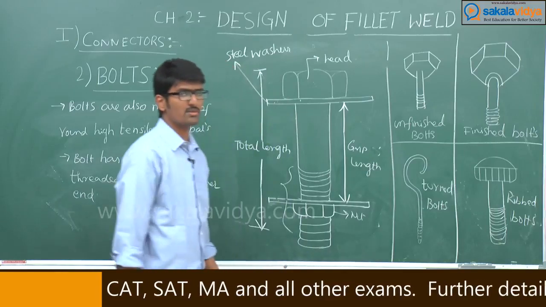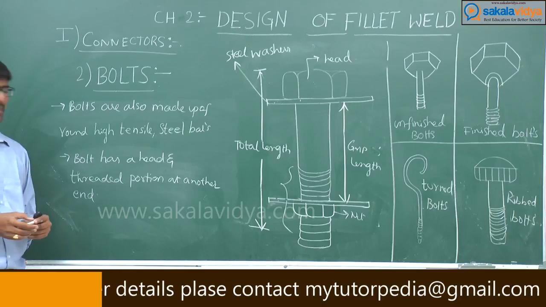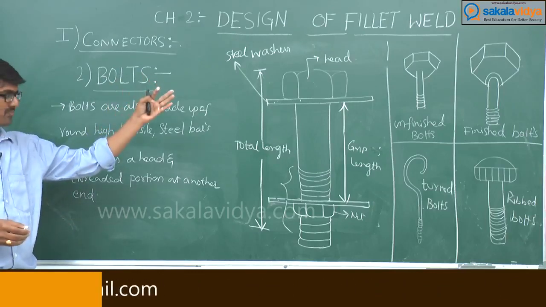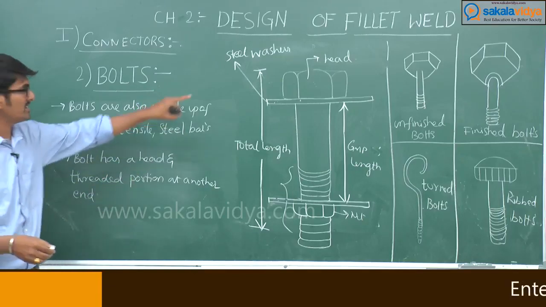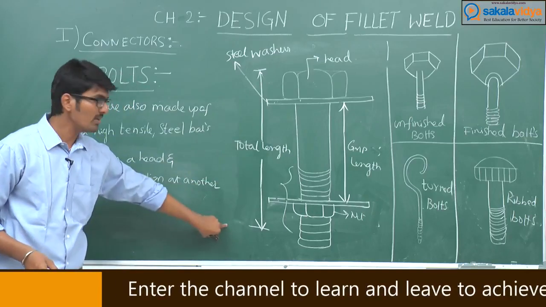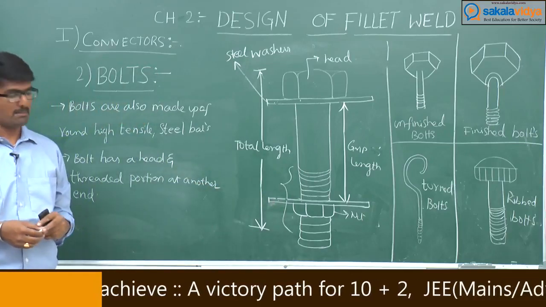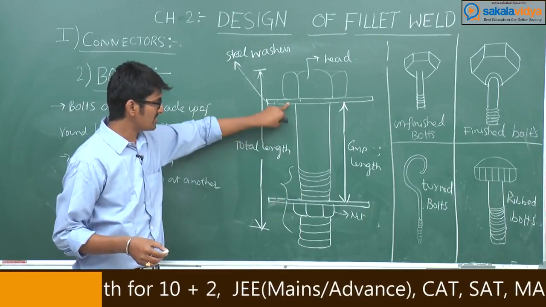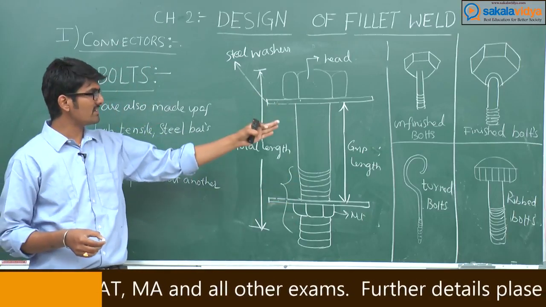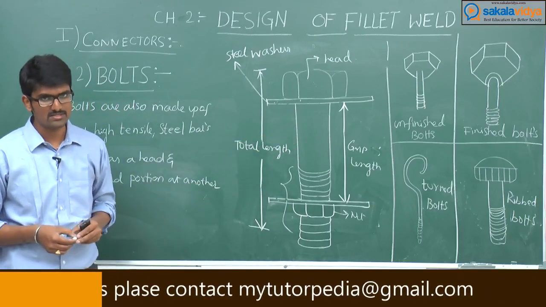Bolts are also made up of high tensile round steel ductile bars, with a head at one end and a threaded region at the other end. This is the total length of the bolt, from head to bottom. From one steel washer to the other steel washer above the nut is called the grip length, and these two are steel washers, and this is the nut region. The various types of bolts are unfinished bolts, finished bolts, turned bolts and rivet bolts.